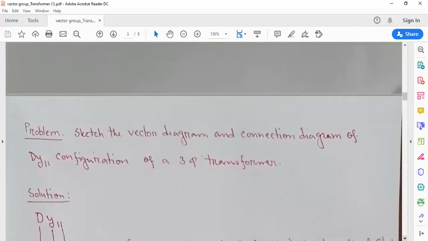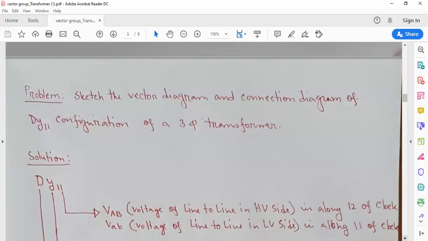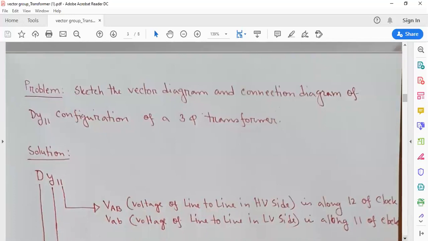In two different ways we will face this problem in your life. One is during the final examination, where we will ask you to sketch the vector diagram and connection diagram of the DY11 configuration of a three-phase transformer. Another problem you will face when you are in the practical field, working as an engineer: you have to connect two transformers in parallel. So you have to read the data sheet, know the connection of this transformer, then parallel it with a similar type of connected transformer.